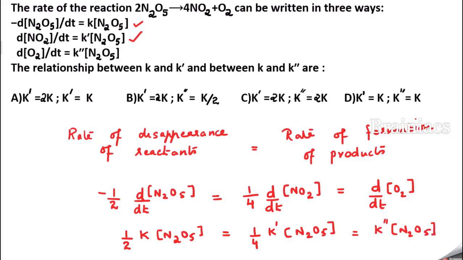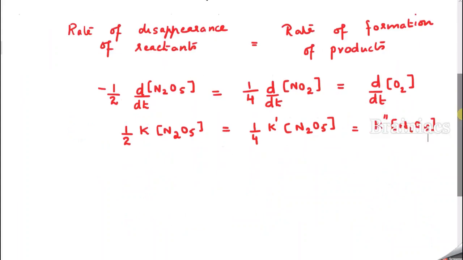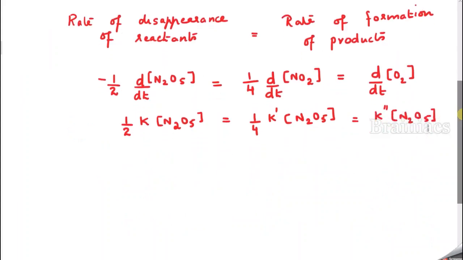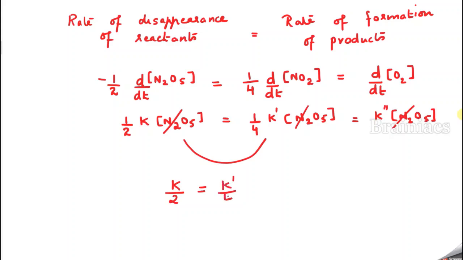Now if you compare the three, N2O5 is a common factor, so I can cancel it off. It is getting cancelled from everywhere. Now I can compare this. They are asking you the relationship between k dash and k. So let me compare these two. I can write k by 2 is equal to k dash by 4. So this will get cancelled off, and I can write k dash is equal to 2 times k.